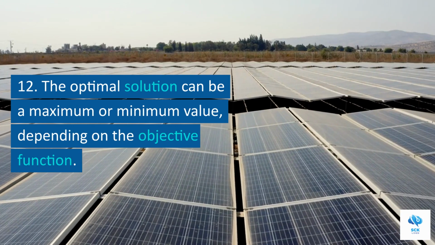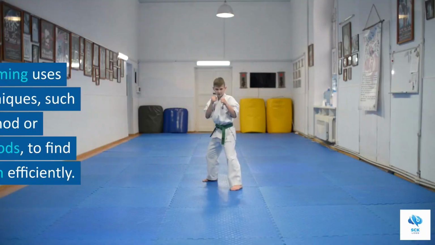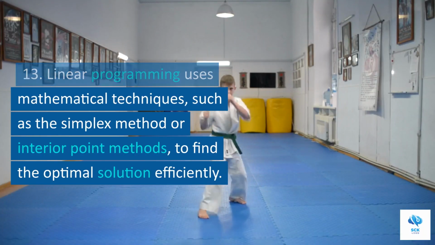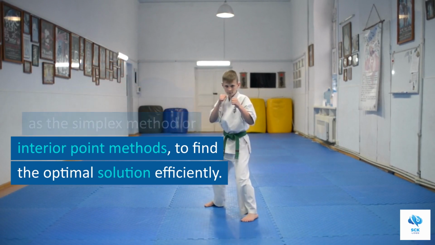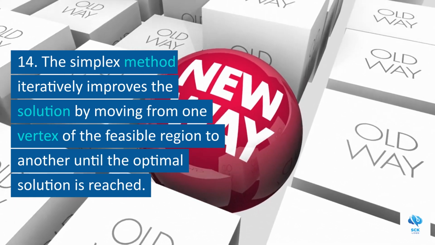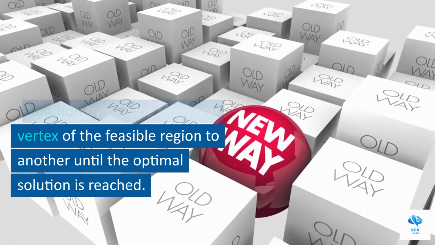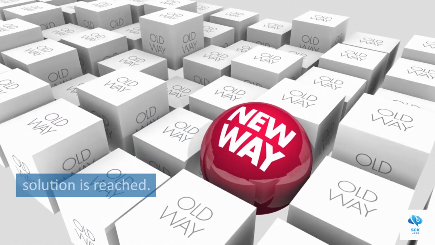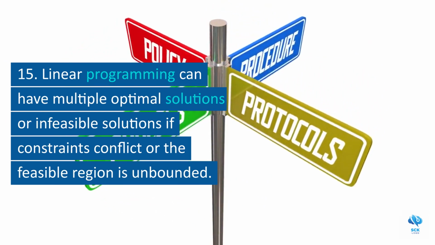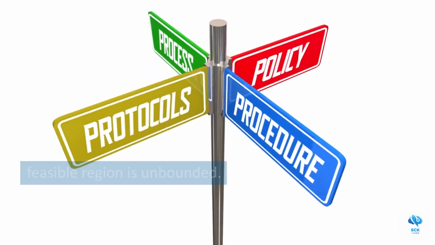12. The optimal solution can be a maximum or minimum value, depending on the objective function. 13. Linear programming uses mathematical techniques, such as the simplex method or interior point methods, to find the optimal solution efficiently. 14. The simplex method iteratively improves the solution by moving from one vertex of the feasible region to another until the optimal solution is reached. 15. Linear programming can have multiple optimal solutions or infeasible solutions if constraints conflict or the feasible region is unbounded.